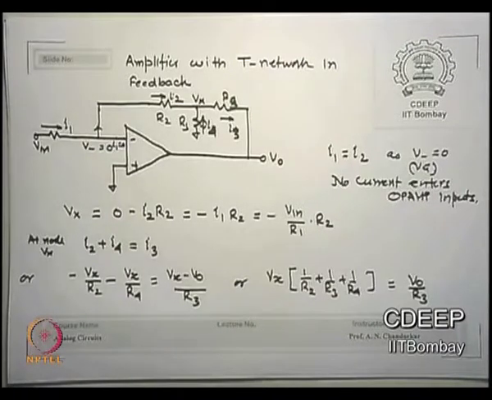What is my problem? Why don't I want to increase R2 for a larger gain? Because if I increase R2, it will come very close to Ri. Then I don't want that to happen. So I said fine. Now what do we do? I put in a T network.